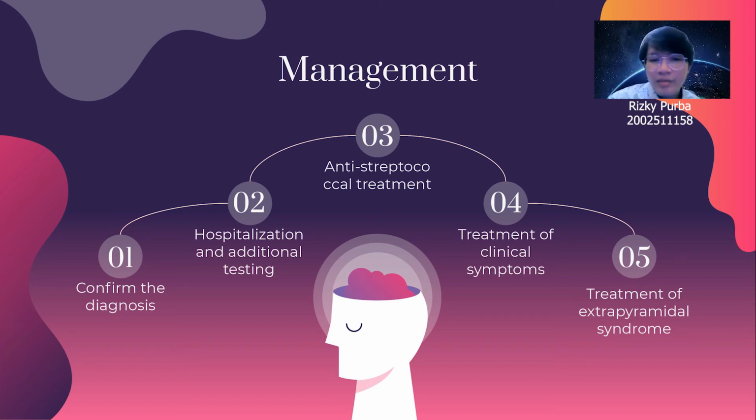And next is anti-streptococcal treatment. Acute rheumatic fever patients should initiate treatment with antibiotic to treat group A Streptococcus pharyngitis, regardless of the presence or absence of pharyngitis at the time of diagnosis, to eliminate any residual transmission of group A Streptococcus. A single dose of intramuscular BPG or a full 10 days of oral penicillin or amoxicillin should be prescribed to eliminate group A Streptococcus. And the last one is treatment of clinical symptoms such as arthritis, carditis, and chorea.